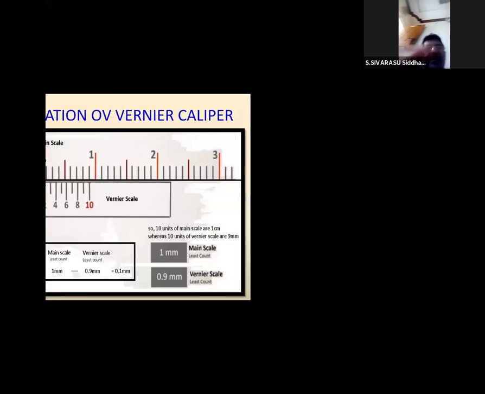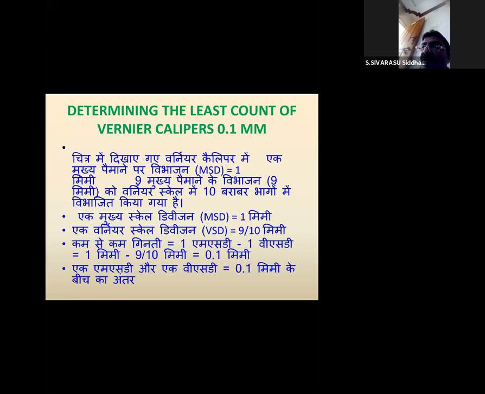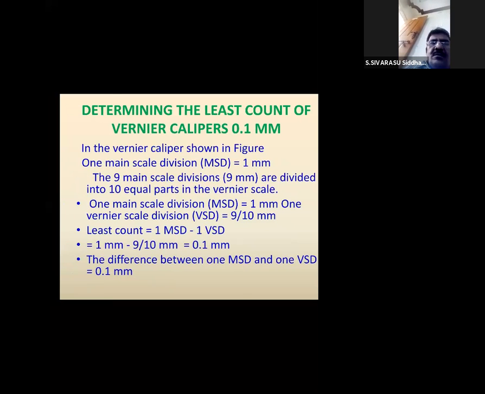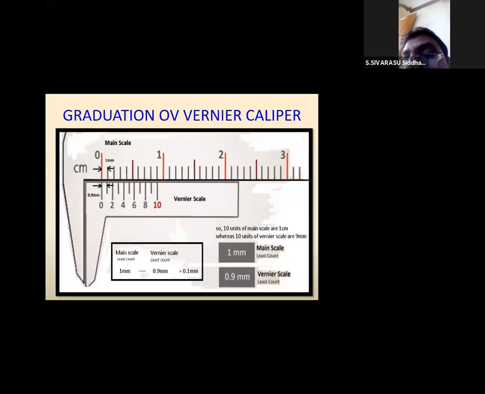I'll show you another example. You can see this. They have taken 9 main scale divisions, that is 9 mm, and divided it in the vernier scale into 10 equal parts. So one main scale division value we know already, that is 1 mm. But we don't know the value of one vernier scale division.